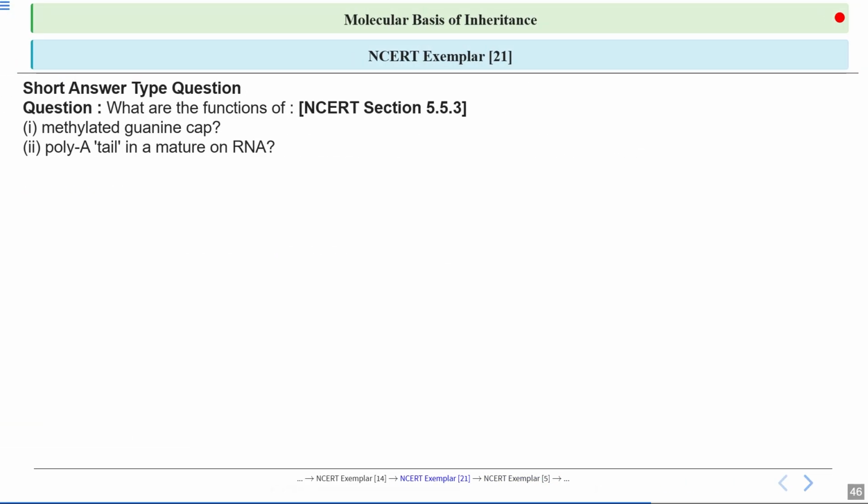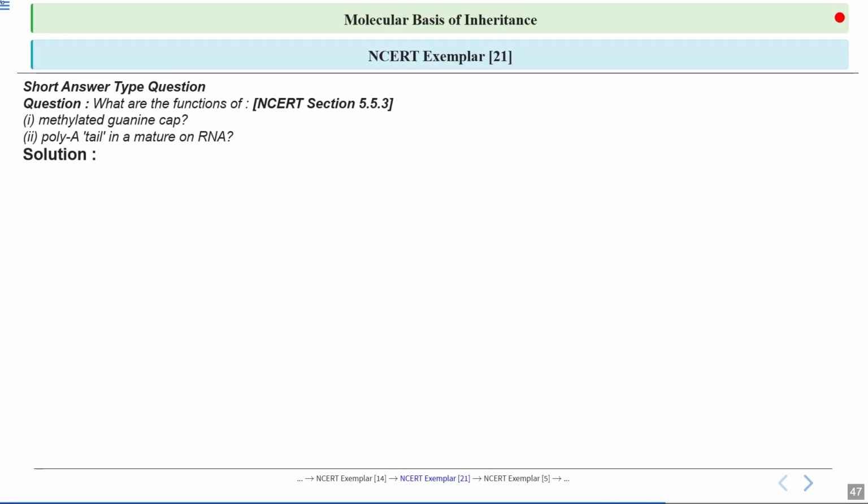Now next question: what are the functions of the methylated guanine cap and poly A tail in the mature RNA? So the RNA is processed. Now at the 5 prime end, a methyl guanine cap is added, and at the 3 prime end, a poly A tail is added. Now what are the functions of these modifications that are happening? So let's have a look at the answer.